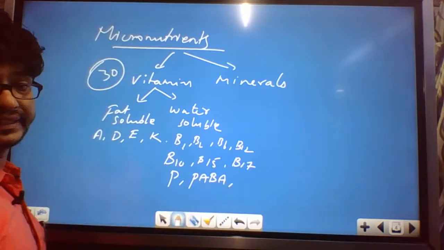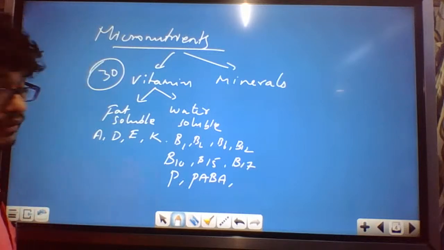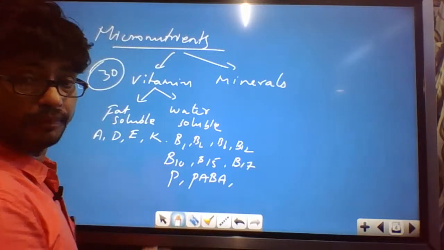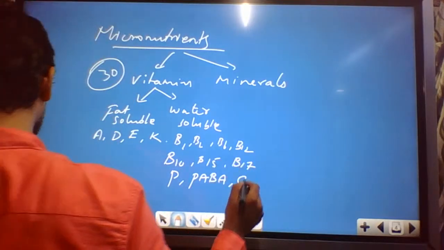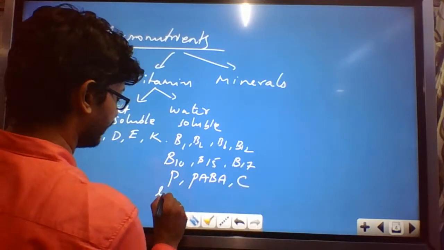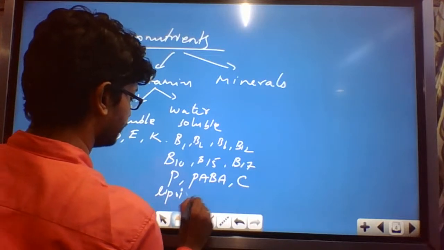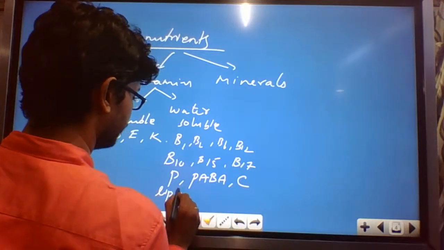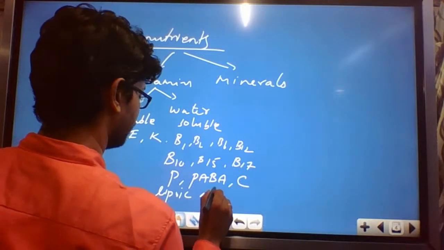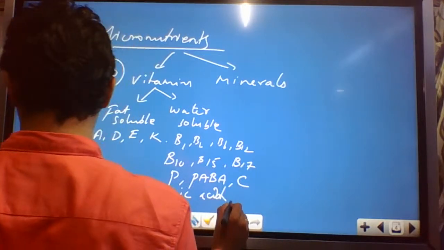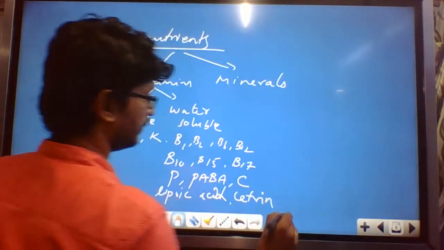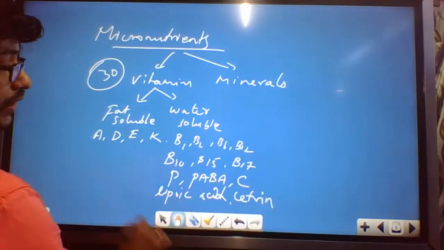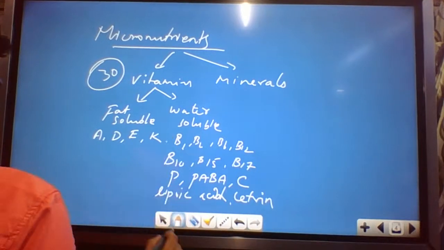Can anyone tell me what is the expansion for PABA? PABA is para amino benzoic acid. Okay, then vitamin C, and we have lipoic acid. These are some of the water soluble vitamins actually.